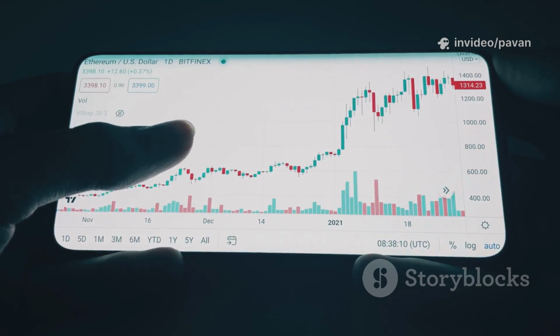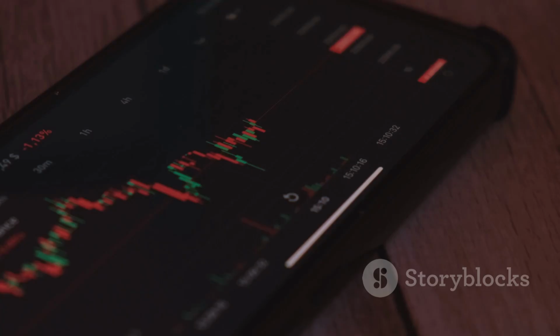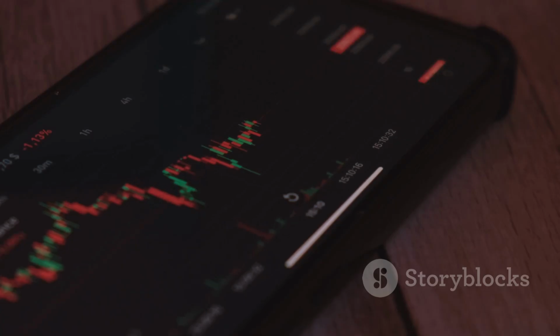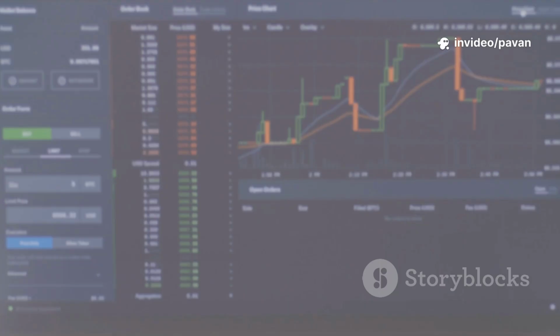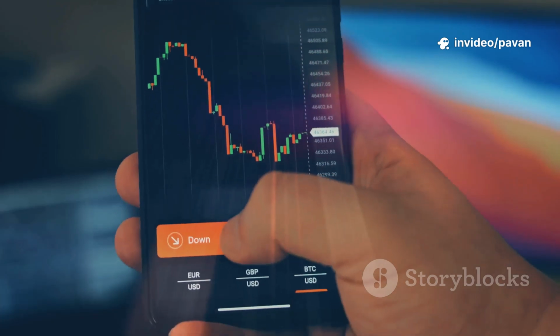On the flip side, thinking of selling? Spot a shooting star, a small body with a long upper wick, or a bearish engulfing pattern where red overtakes green. Evening star at the top of a run, that's your cue.